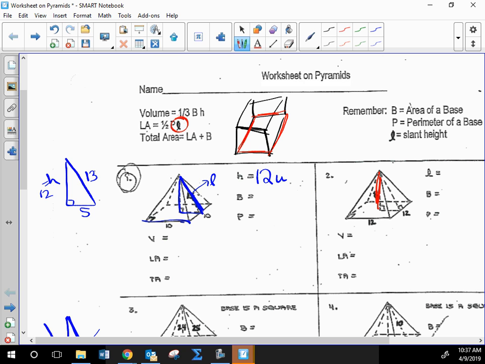So what would be our area of the base then? 10 times 10? 100. Yes, 100 squared. All right, our perimeter of the base? 40.